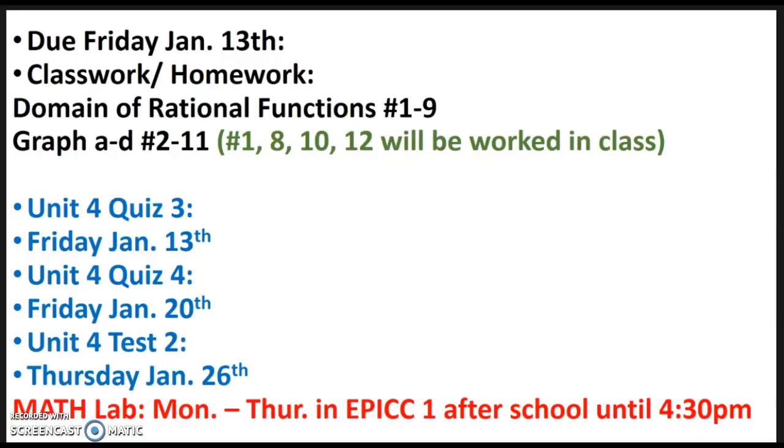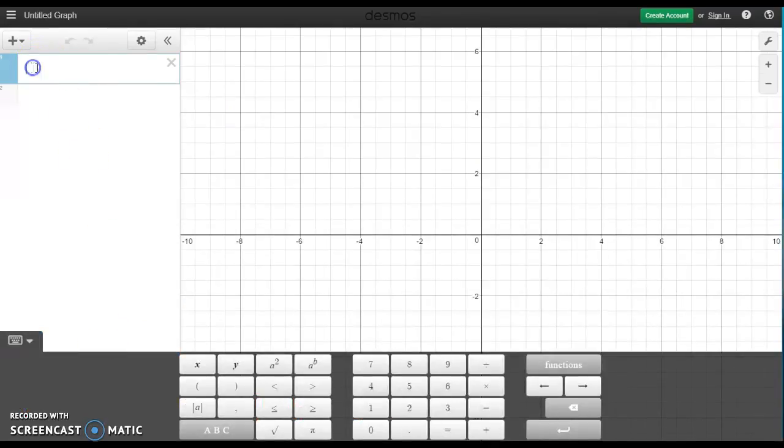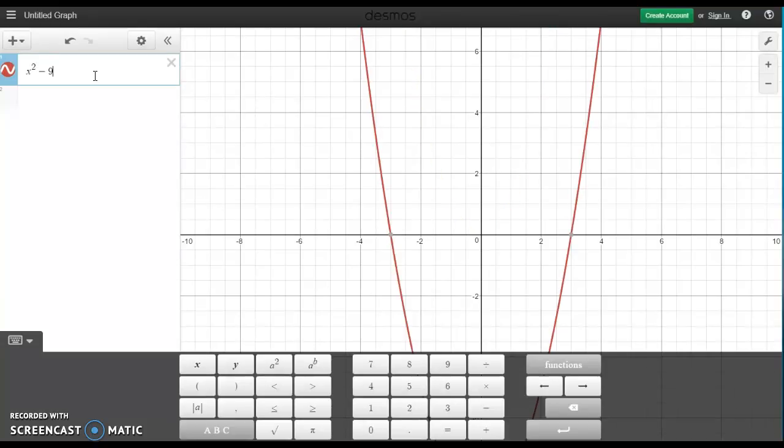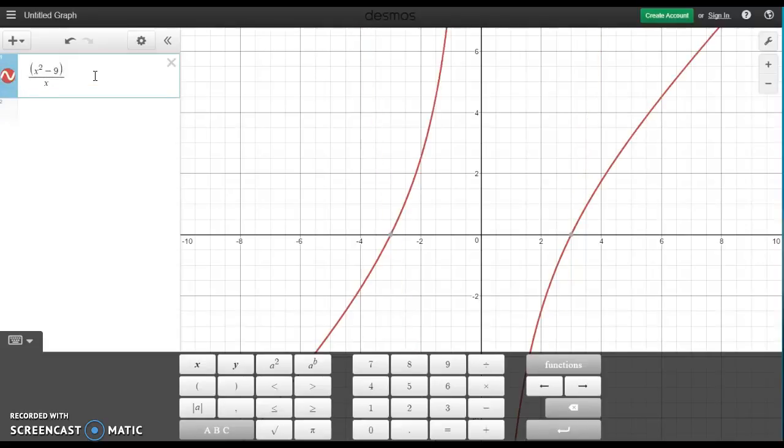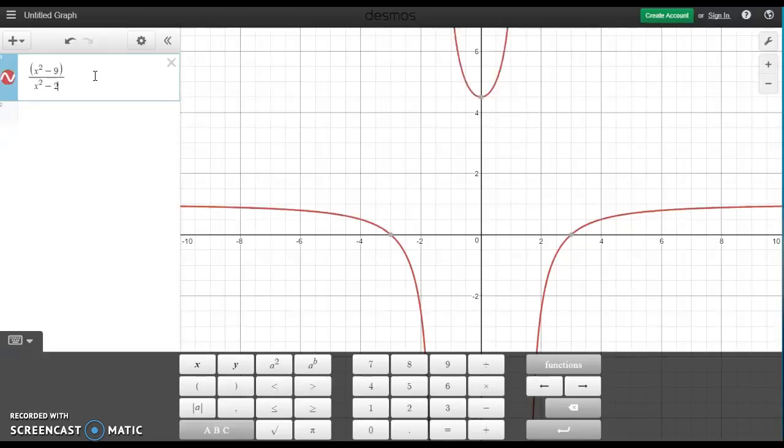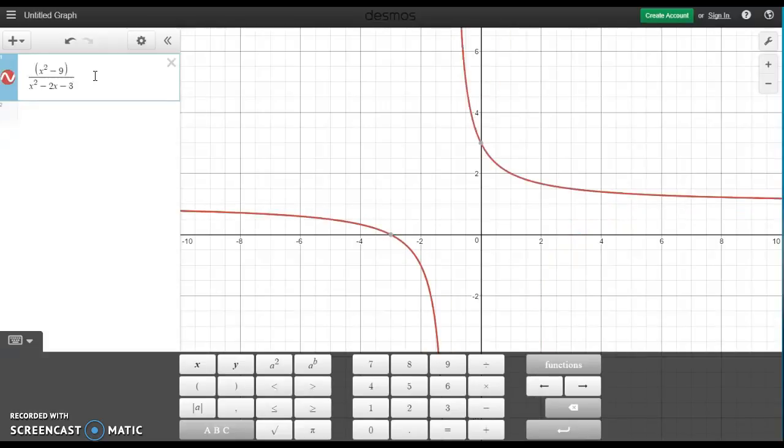All right, reiterating what's due and all that stuff. Sorry, I know that changed really fast, but I wanted to talk about graphing these things. So if I look back at number 10 real quick, I've got x squared minus 9 divided by the whole thing, x squared minus 2x minus 3. You see this thing's got all these funky curves in it, right? Funky curve, funky curve.